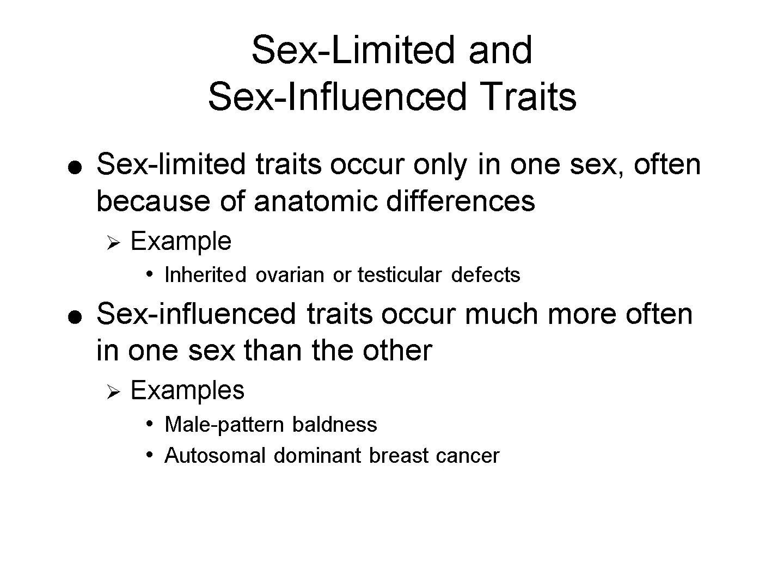Sex-limited traits occur only in one sex, usually because of anatomical or physiological differences between males and females. An example would be inherited ovarian or testicular defects, which naturally appear only in the sex that has those organs. Sex-influenced traits, on the other hand, can appear in both sexes, but are much more common in one than the other. Examples include male pattern baldness, which is far more common in men, and certain types of breast cancer that are more frequent in women, even though the genes exist in both sexes.